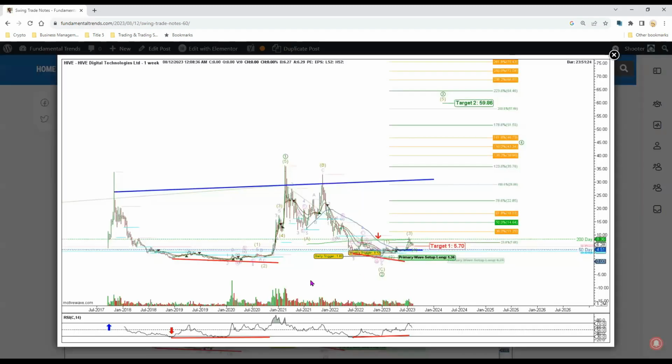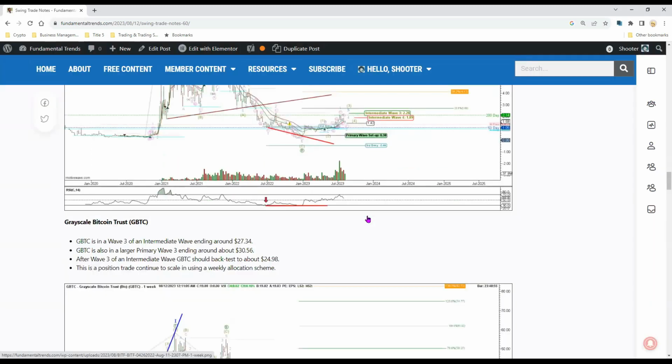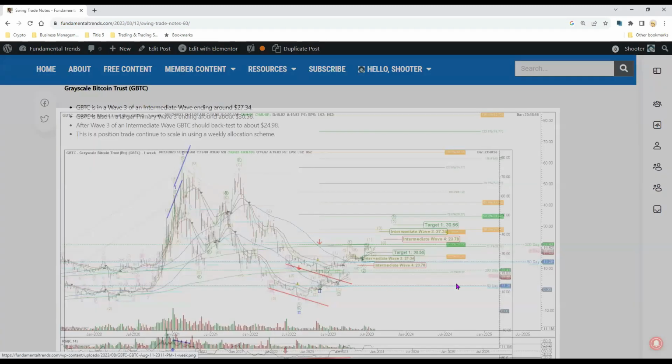So Hive is a trade on Bitcoin, and it's going to be here a little while. I don't plan on closing this. I think I'm just going to stay there. Bitfarms is the same circumstance, and GBTC as well.